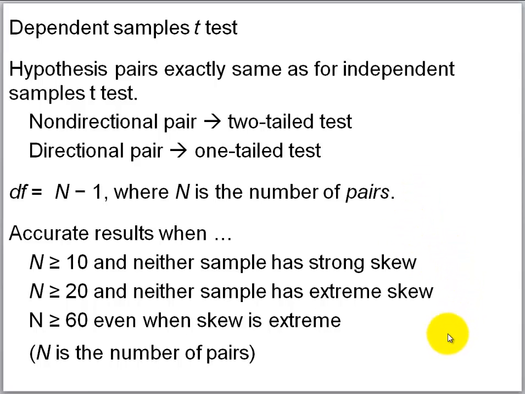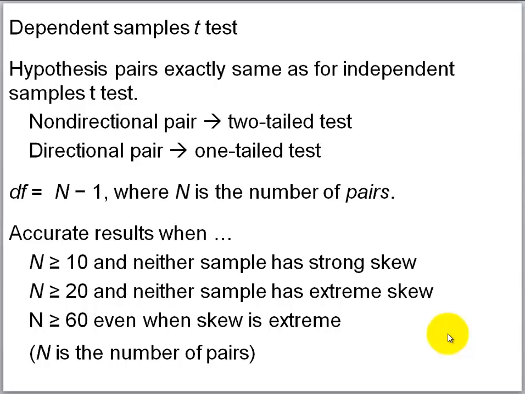And here are some guidelines for when results will be sufficiently accurate. And again, the n here is conveying the number of pairs. So if n is 10 or greater and you have less than strong skew, in other words, moderate or modest skew or no skew at all, then you should get accurate results. If sample size is at least 20, then results will be fairly accurate, providing that you don't have extreme skew.